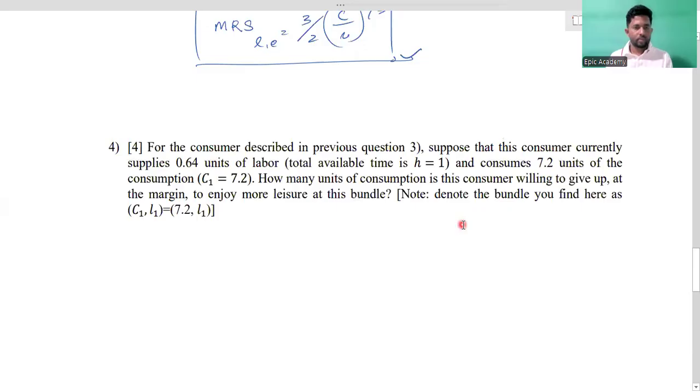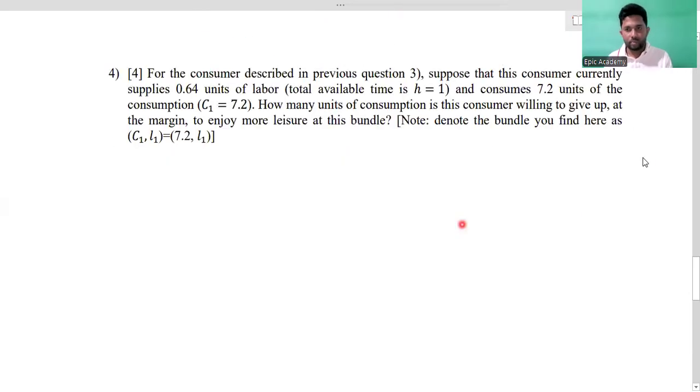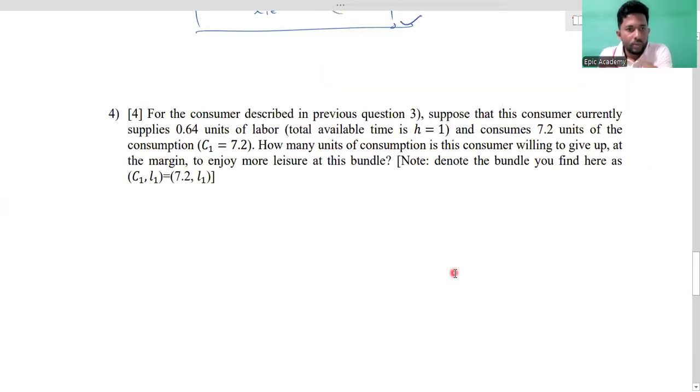Okay. In the fourth one, for the consumer described in the previous question, I mean question 3, suppose that this consumer currently supplies 0.64 units of labor. Within brackets, we got the hint: total available time is 1 hour.